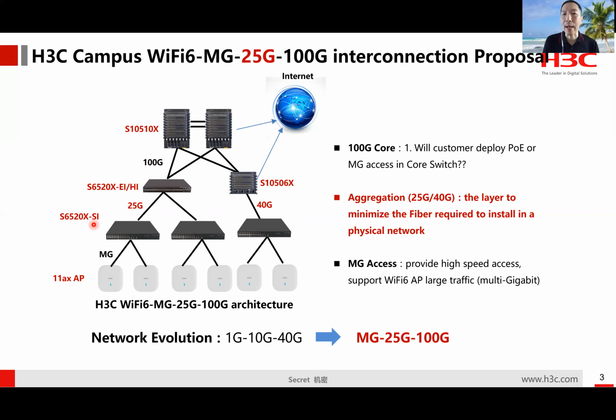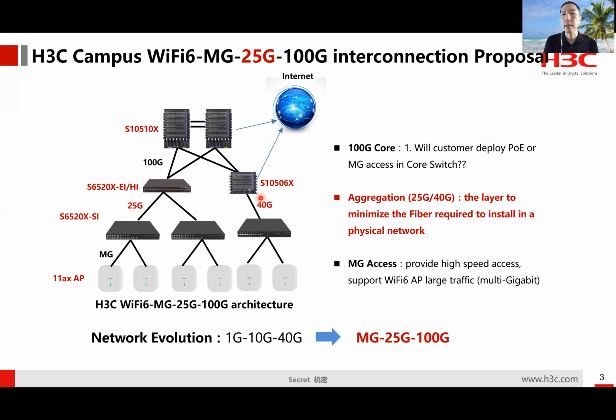So in terms of the access layer, everybody is promoting multi-gigabit access nowadays, which can provide high-speed access and support Wi-Fi 6 APs that require very large traffic. On the access side, it may be 1 gig, 2.5 gig, 5 gig, or even 10 gig for the access point. And then for the uplink, we can use 25 gig or 40 gig going to the distribution layer. So this is quite a normal design.